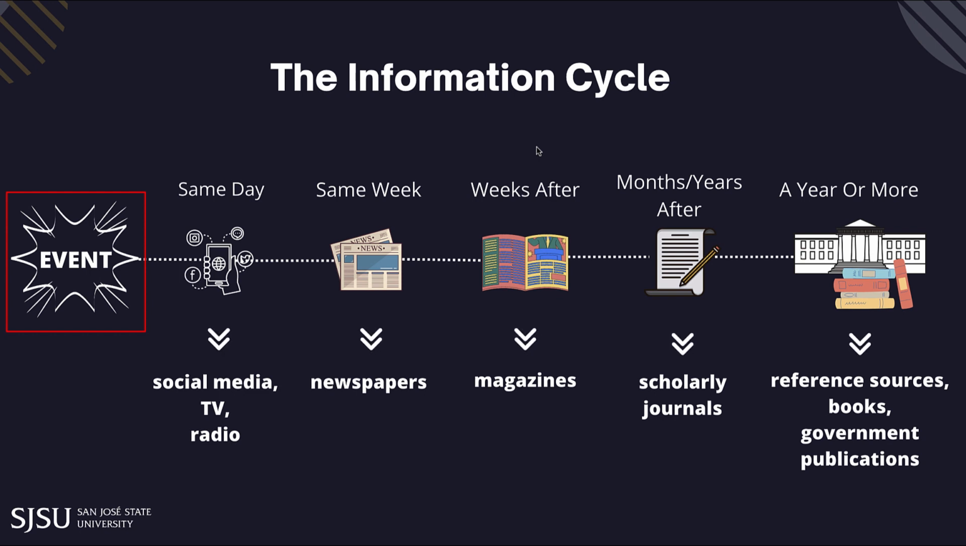The first category is information sources that are created the same day that an event takes place. So here, social media, television, and radio are the main types of information sources. And at this stage, basic information about an event begins to emerge. A lot of the responses to the event may be highly emotional in nature. Interactions between online users of different platforms will be taking place.